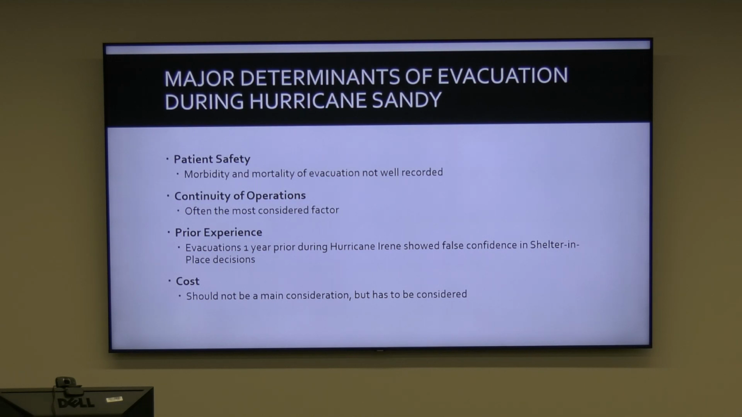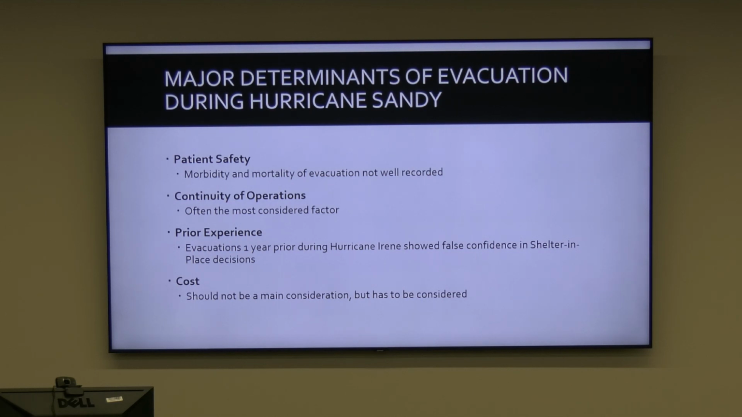So based on one study that was done during Hurricane Sandy, it explored the major determinants of evacuation. So things that people considered when deciding whether they wanted to evacuate or not. So the biggest one is obviously the patient safety. If a hospital is not functioning, it is incredibly unsafe for the patients, and thus evacuation might be absolutely necessary. However, morbidity and mortality of evacuations are not really well recorded.